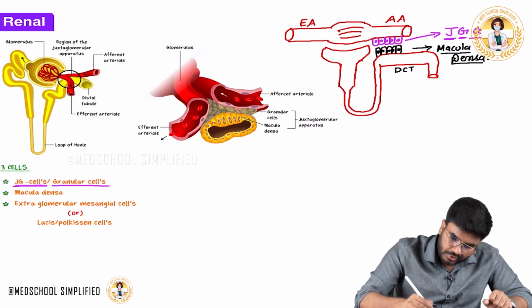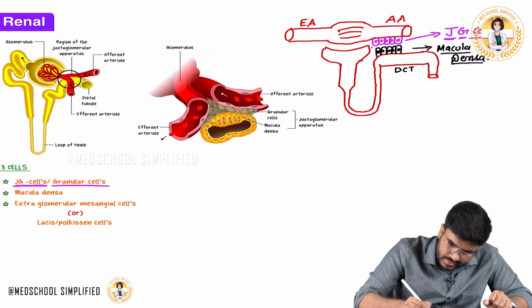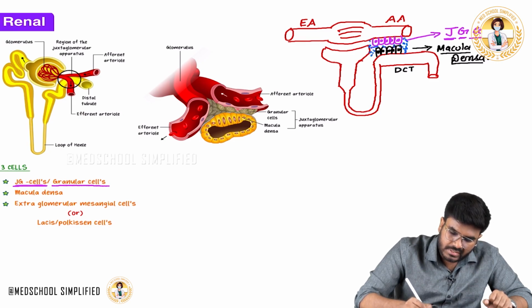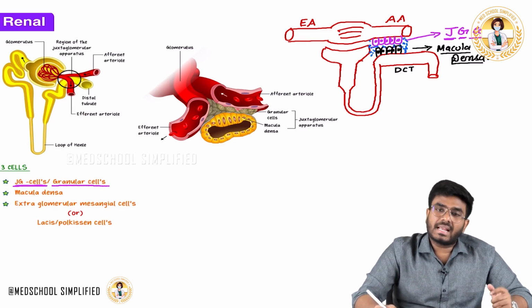In between them, some connective tissue cells are present. These cells are called extraglomerular mesangial cells, which are also called Lacis cells or Polkissen cells.